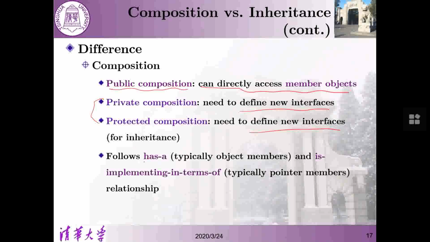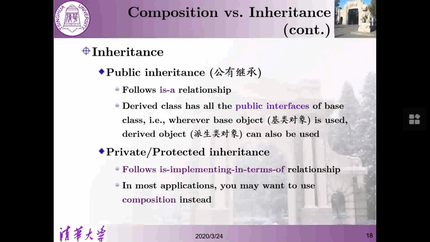And composition follows a has-a or is-implemented-in-terms-of relationship. So we have this part of the object, or we just implement a function in terms of using this existing class to implement a more complicated function.